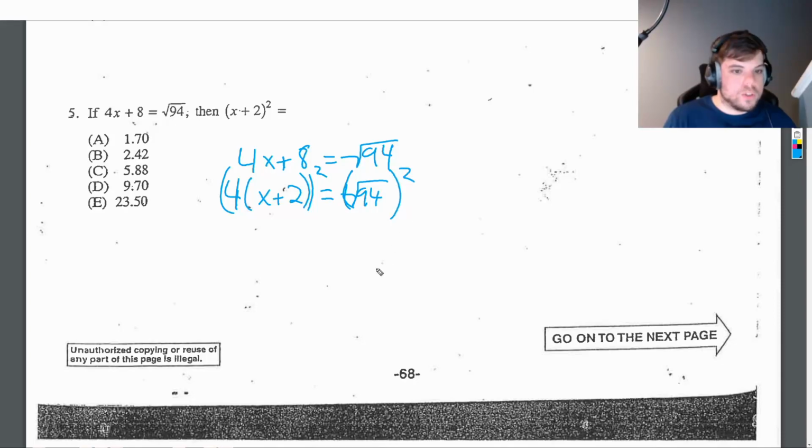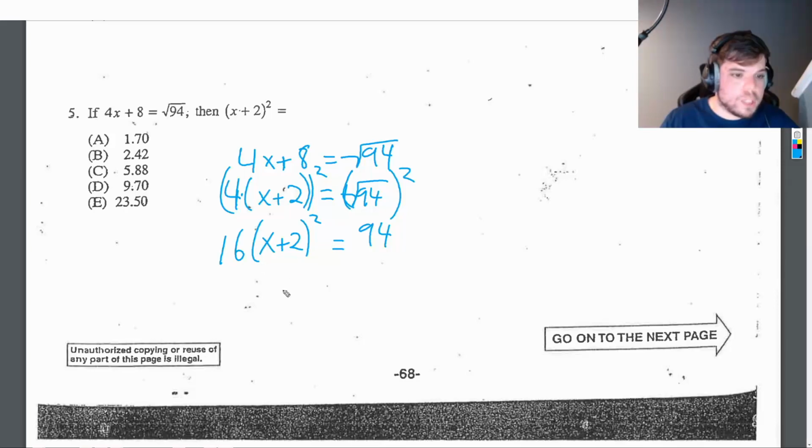It's not too hard to take the square root of 94. When we square 4 times (x plus 2), we're squaring a product of two things. That means we need to square the 4 and the (x plus 2). So this is going to be 16 times (x plus 2) squared equals 94. The square root of 94 squared is 94.